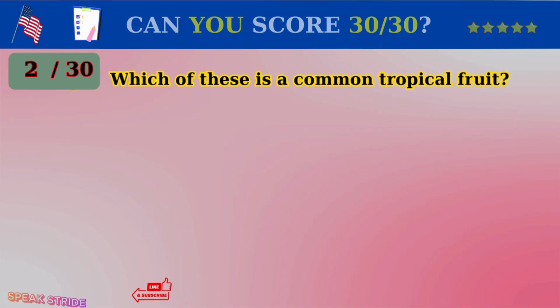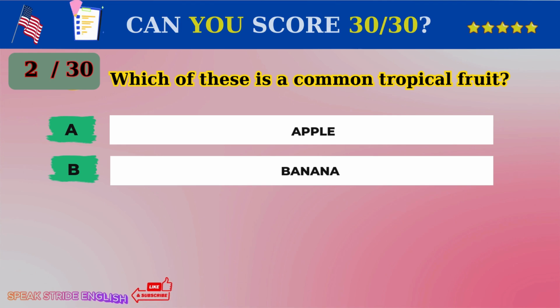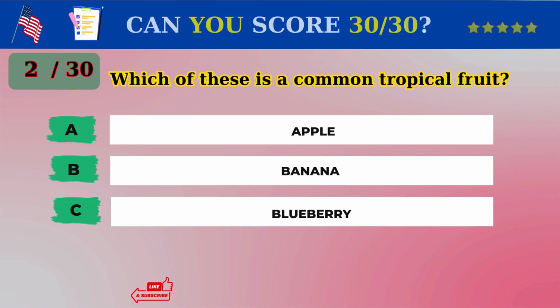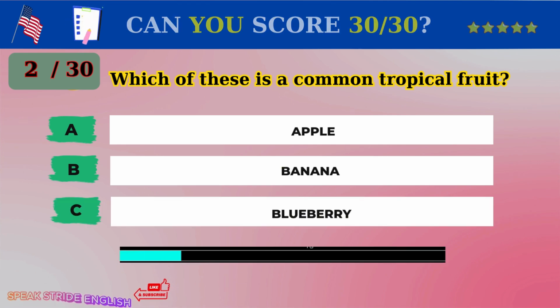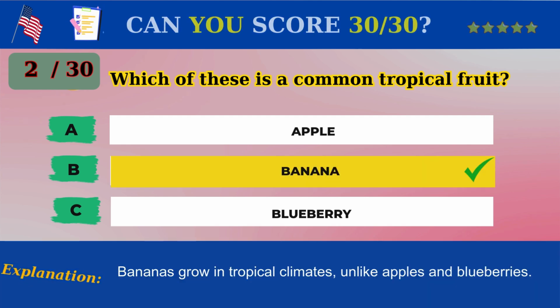Which of these is a common tropical fruit? A. Apple. B. Banana. C. Blueberry. Answer: banana.